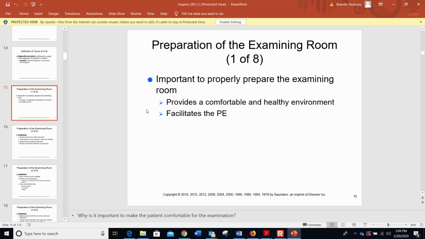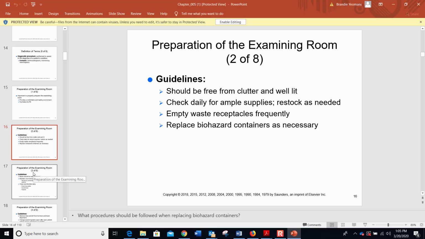And as you look through each of those different things they have listed, it's important that you have a good appearance in your exam room, so when you're bringing your patient into the exam room, they see a very well organized and clean environment. That lets them know right away that you are going to be able to provide them with the best quality care, not quantity, but quality, and that's what we're looking at.